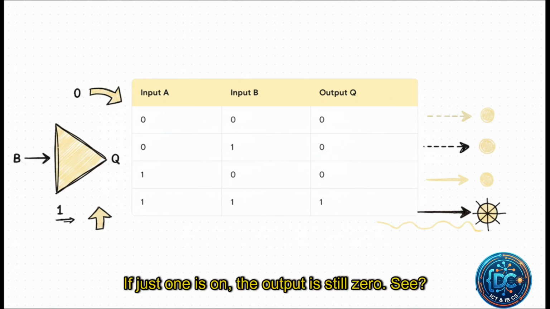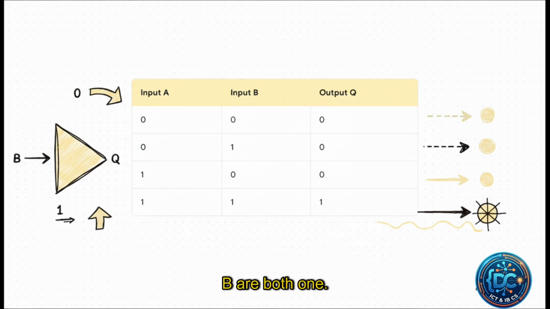If just one is on, the output is still 0. See? The only time we get that 1 output is way down at the bottom, where input A and input B are both 1. That's the whole rule right there.